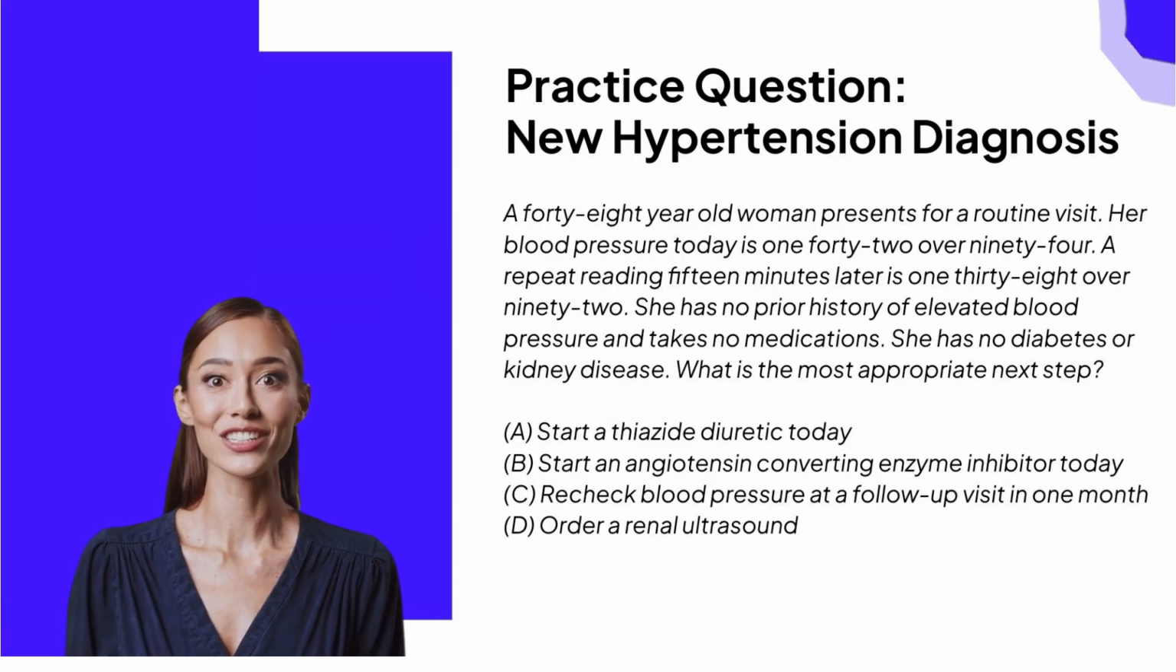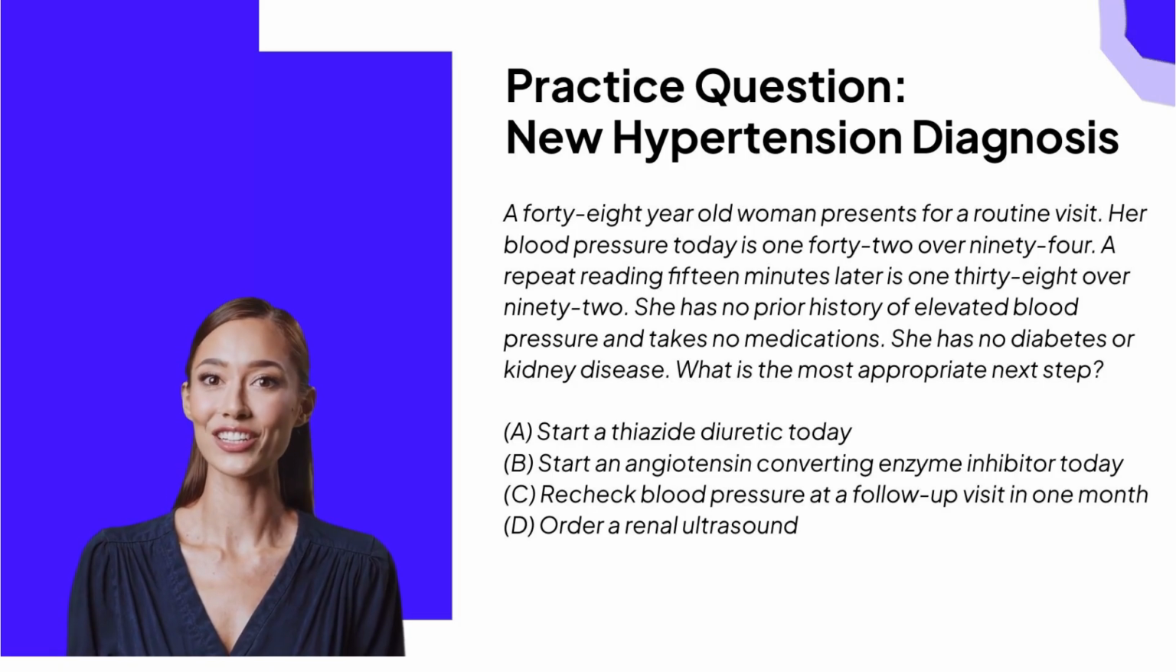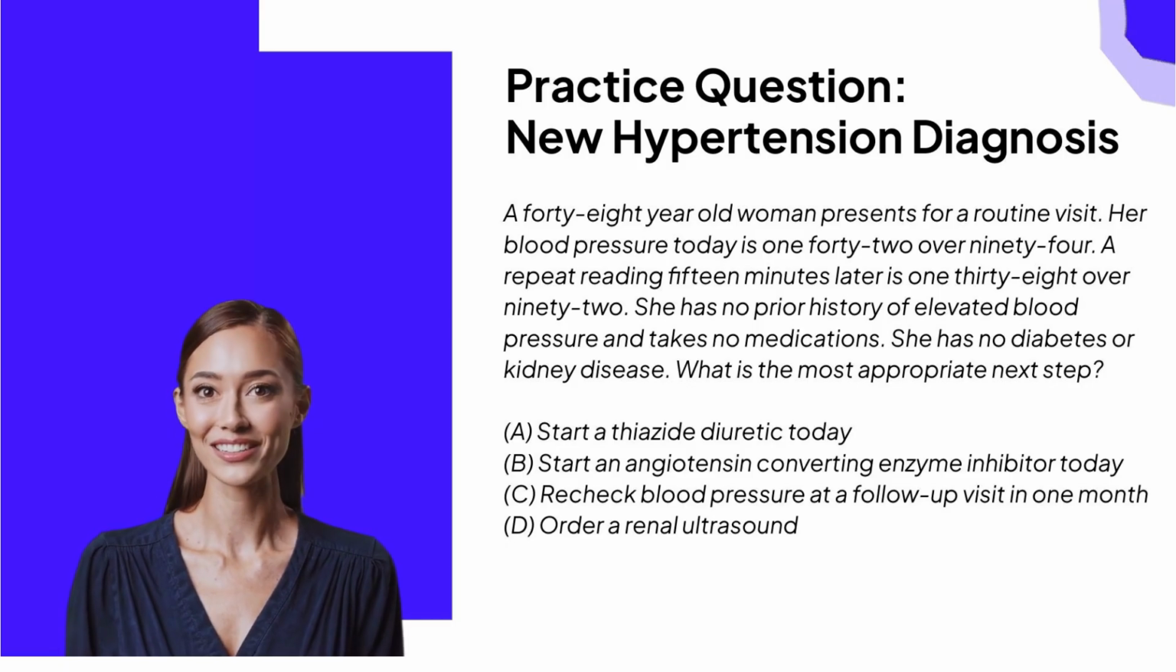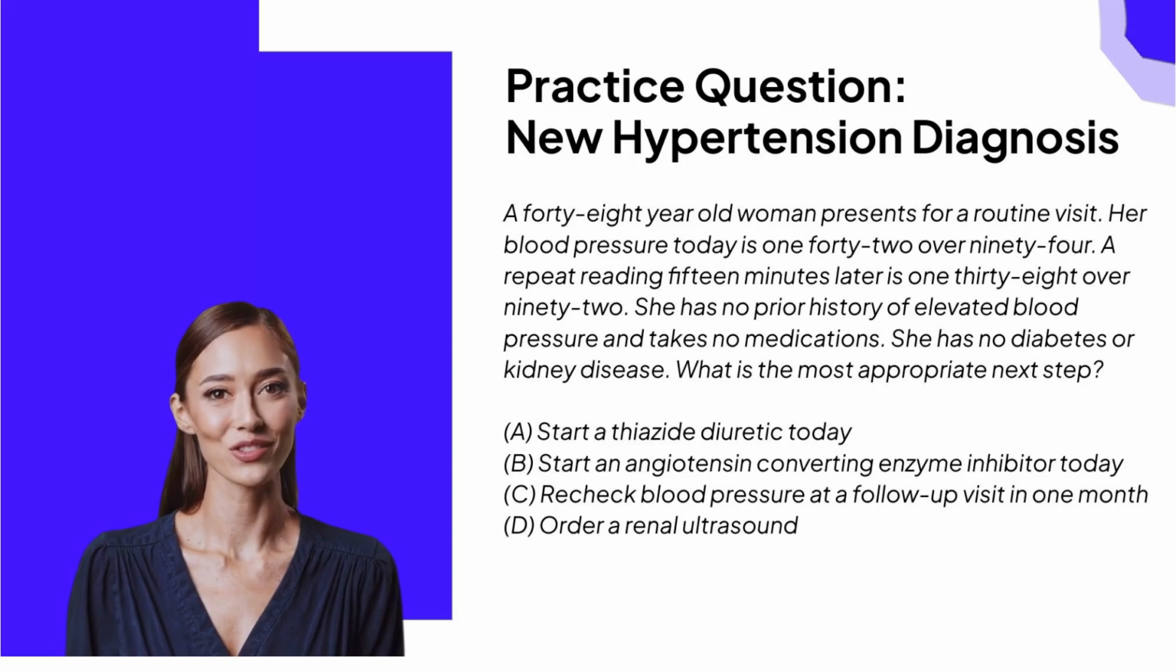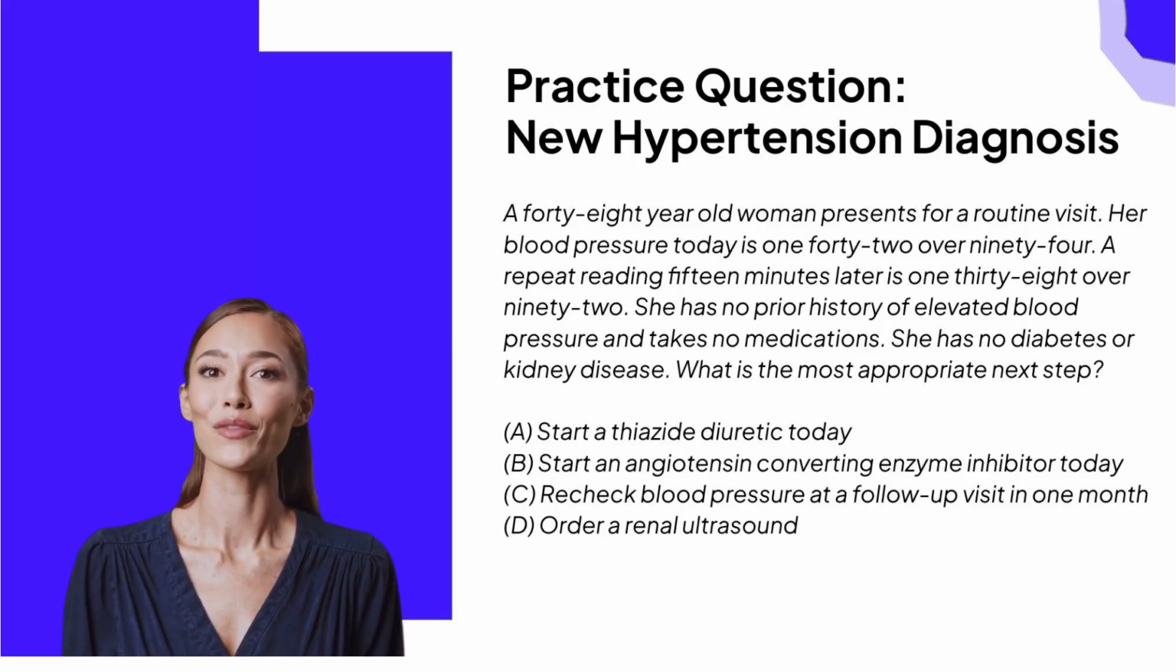Here is our second practice question. A 48-year-old woman presents for a routine visit. Her blood pressure today is 142/94, and a repeat reading 15 minutes later is 138/92. She has no prior history of elevated blood pressure and takes no medications. She has no diabetes or kidney disease. What is the most appropriate next step?